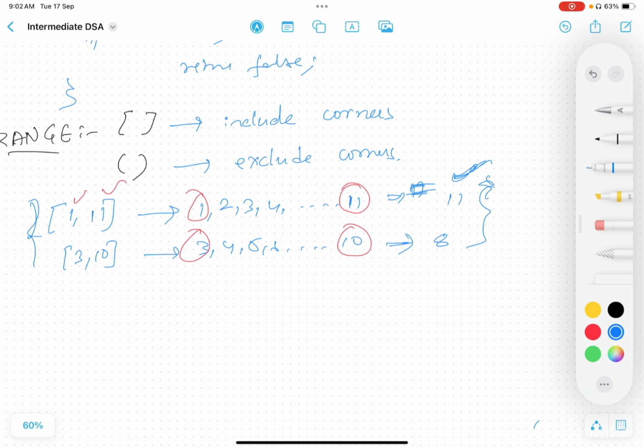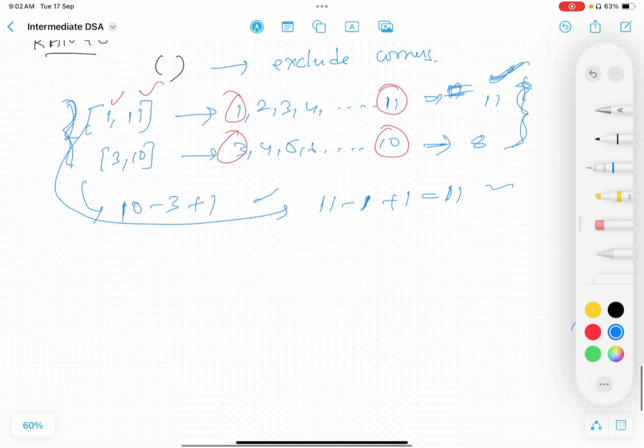Since it's a sequence of numbers, right? You are right, difference. Let's take 10 minus 3. This is 7, but there are 8 because you are including 3 also. So plus 1. Similarly, I can make the same observation for 11 and 1, 10 plus 1, which is 11, right? So my observation is, if A and B is a range where you include A and B, the count is B minus A plus 1.